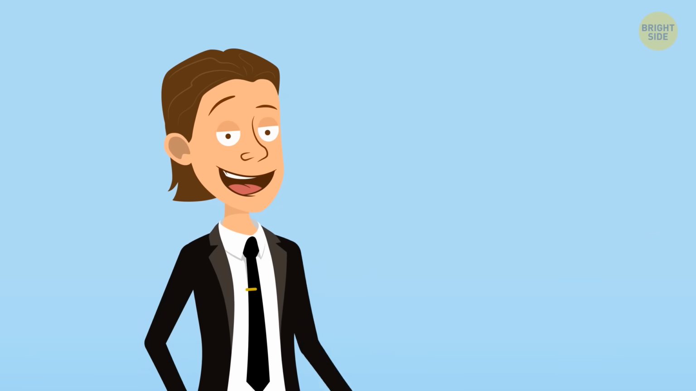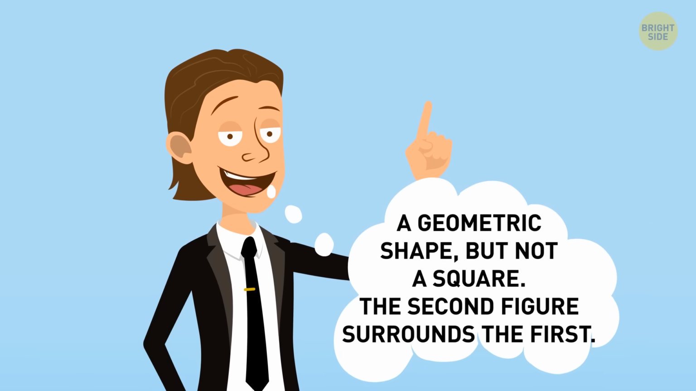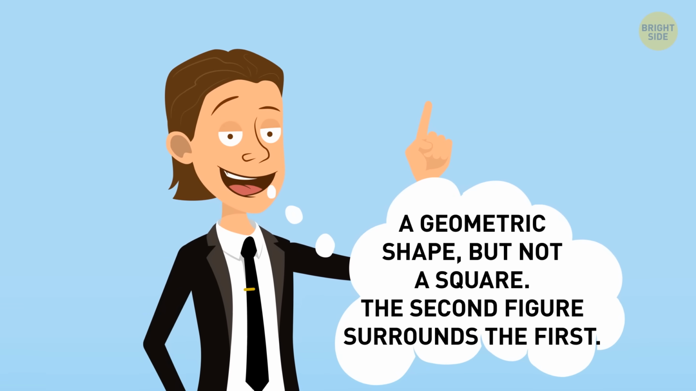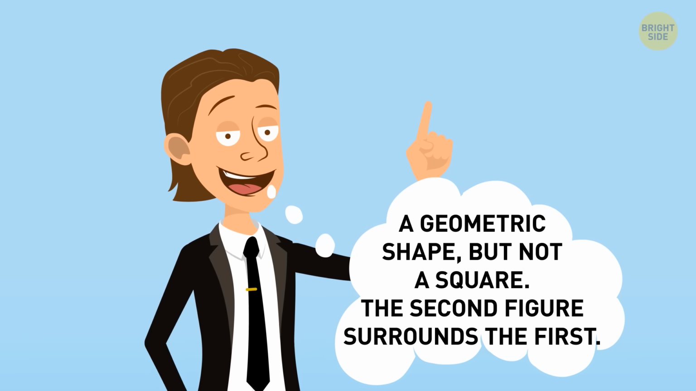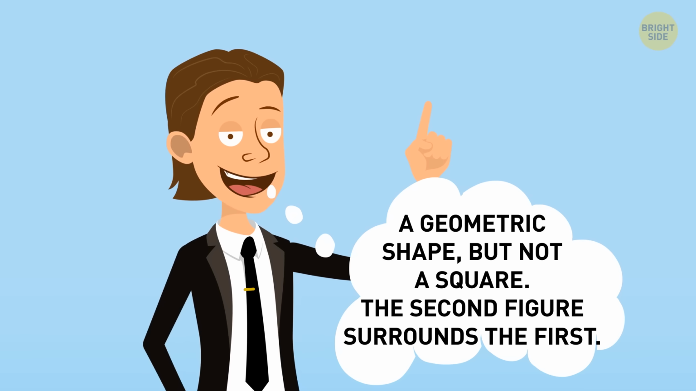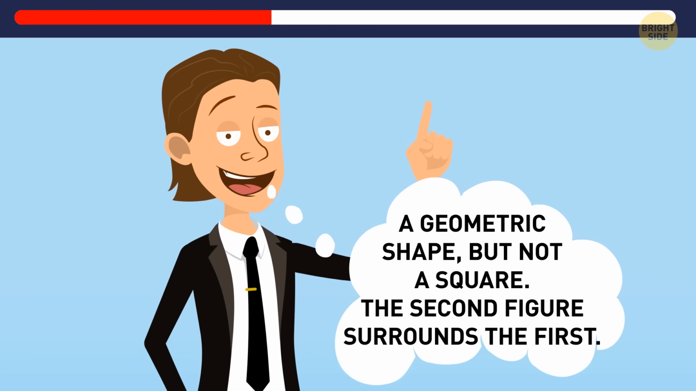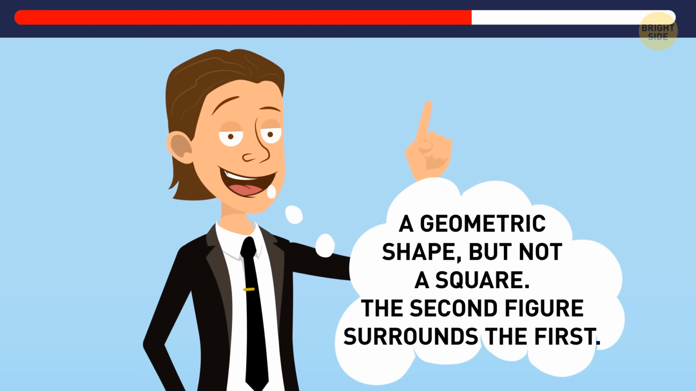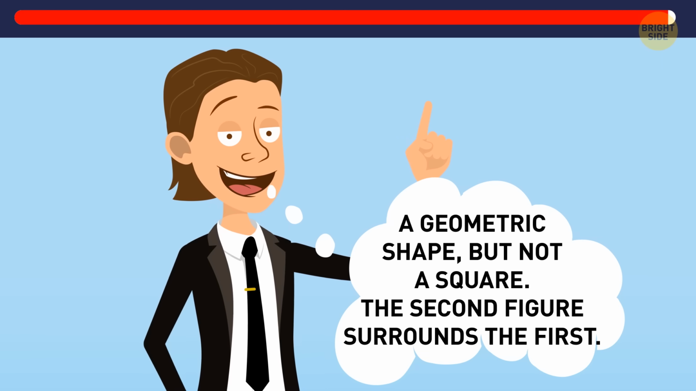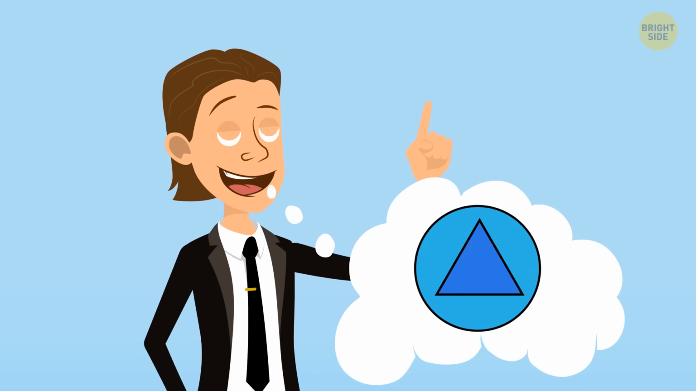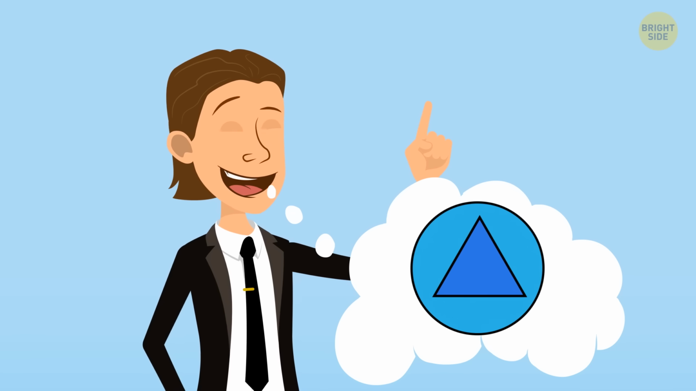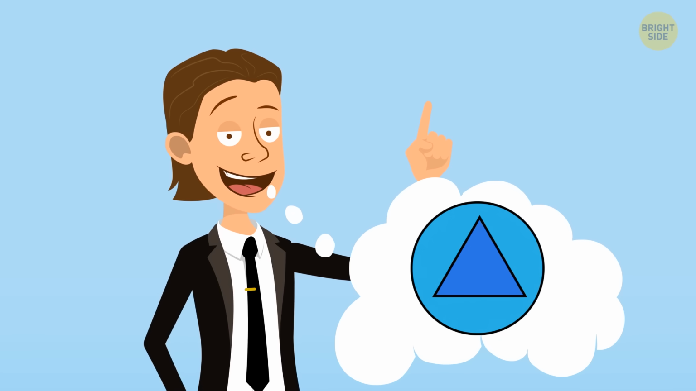Alright, let me read your mind once again. Think of a simple geometric shape that's not a square. Think of another shape and imagine it surrounding the first shape. Is this what you imagined? A triangle inside a circle? Or was it the opposite? I hope I got it right.